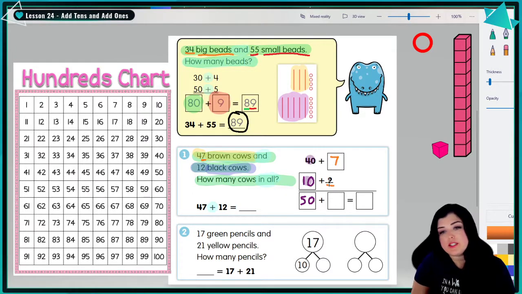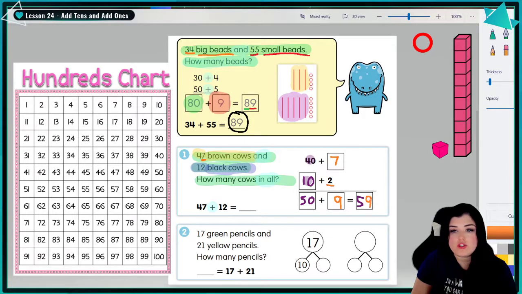And then I have my 7 plus my 2 ones. 7 plus 2 more. 1, 2 makes 9. And then when I bring my 2 parts together, 50 plus 9 more. I have 5 in my tens place, 9 in my ones place, which makes the number 59. So I have 59 cows in all.